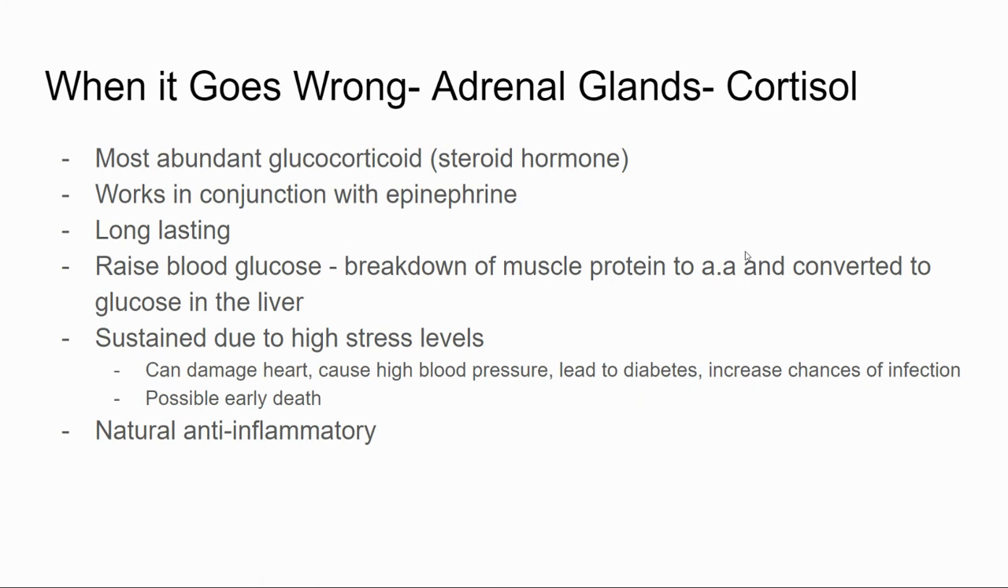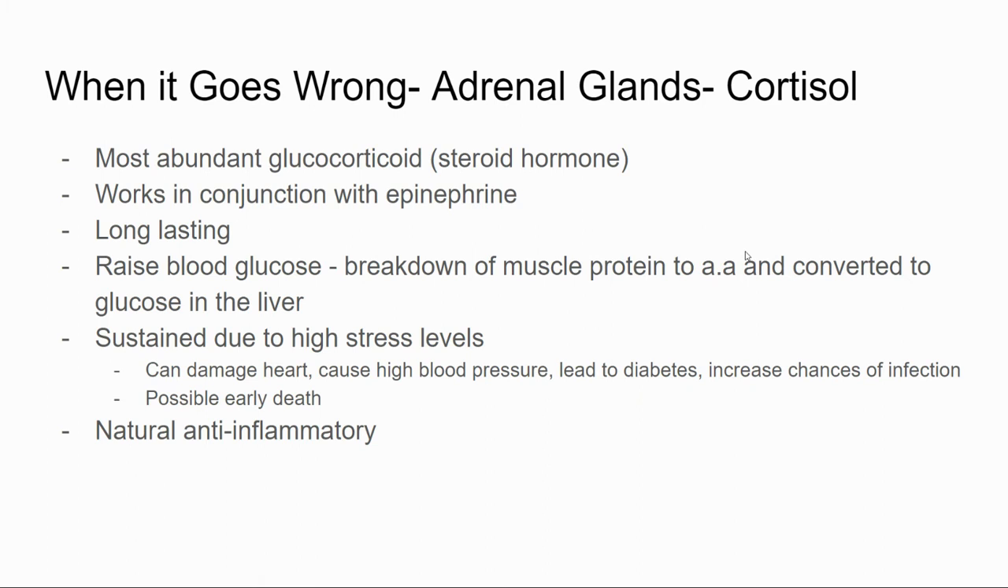So when it goes all wrong in your adrenal glands, we have a couple things happening. The most abundant glucocorticoid, or steroid hormone, works in conjunction with epinephrine. Okay. So cortisol is the most abundant out of all the steroid hormones. It works with epinephrine, but epinephrine is more secreted for the nervous system. Cortisol is long lasting and it raises your blood glucose levels.